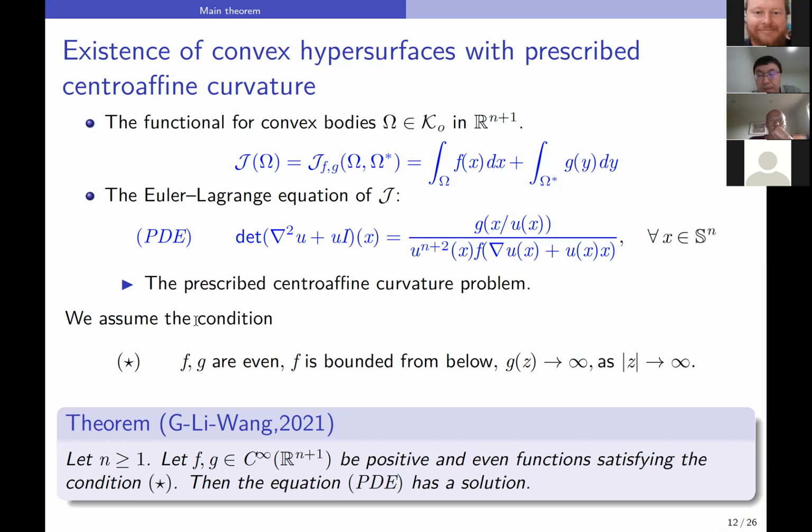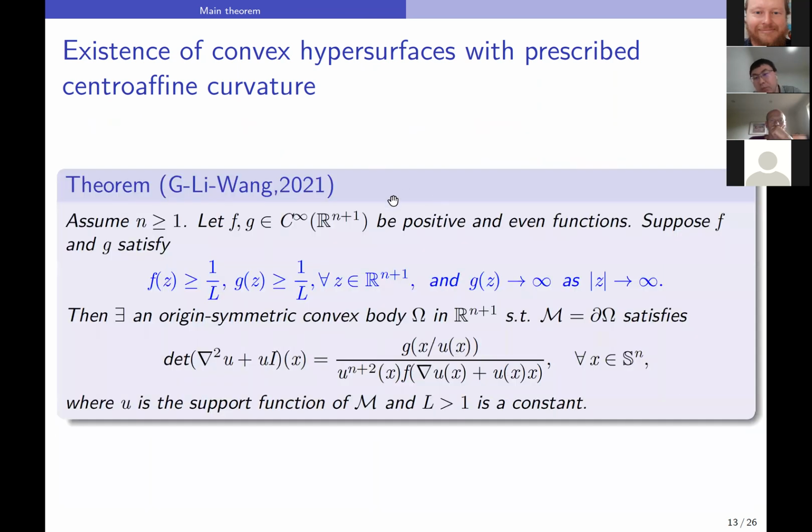Okay, so under this condition, our main theorem is that our main PDE has a solution. A more precise statement is the following. Assume f has a lower bound, and g of z goes to infinity when z goes to infinity. Then we can find an origin symmetric convex body such that its boundary M satisfies this PDE. So this is our main theorem.